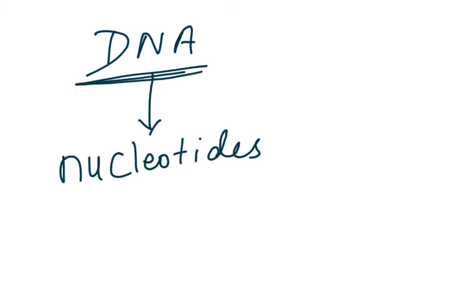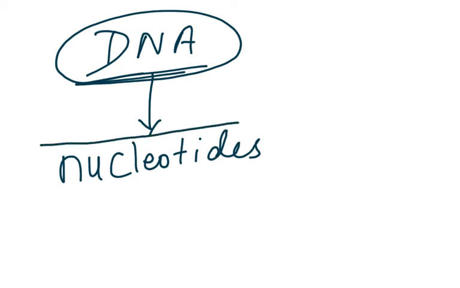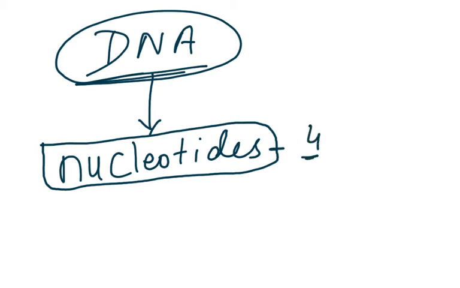Next we come to the macromolecule DNA. And what is the monomer? Like we say, this wall is made up of bricks. So what is DNA made up of? It is made up of nucleotides. Just like we said, proteins are made up of amino acids. So DNA is made up of nucleotides, and there are four different types of nucleotides.